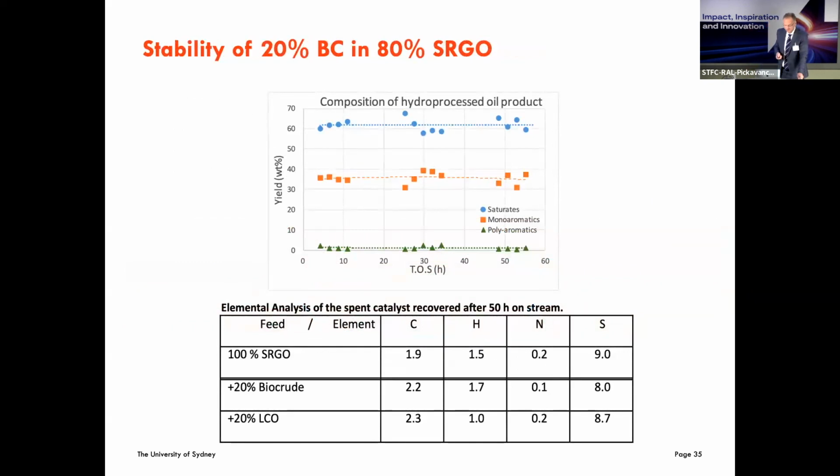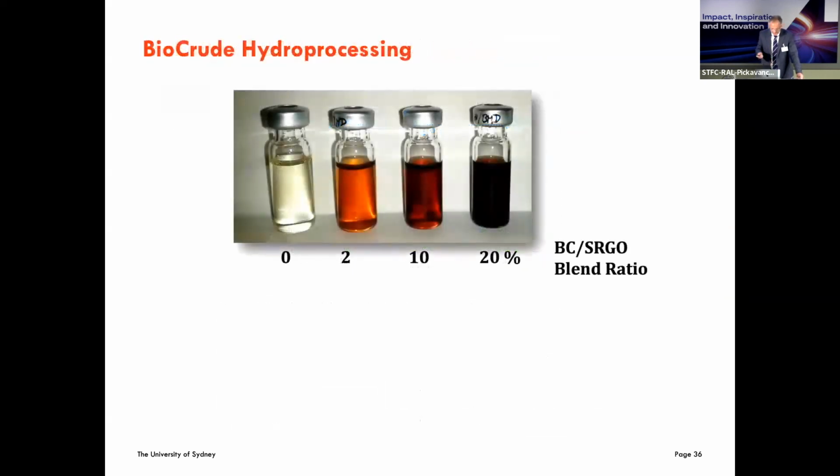Stability is always an issue, and of course, with the high oxygenates in the biocrude, there is the worry about making coke on the catalyst. And what we see here, after 50 hours on stream or so, we actually make a little bit less coke than the light cycle oil does. So we are in a very good shape when it comes to stability as well. This is what it looks like.